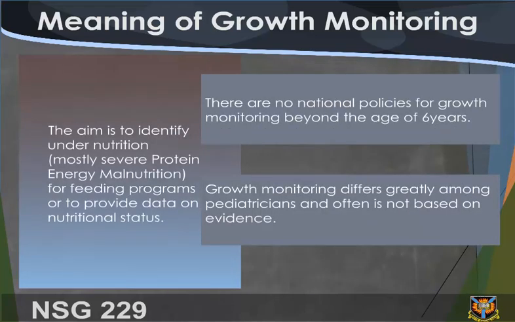The aim is to identify undernutrition, mostly severe protein-energy malnutrition, for feeding programs or to provide data on nutritional status. There are no national policies for growth monitoring beyond the age of 6 years. Growth monitoring differs greatly among pediatricians and often is not based on evidence.